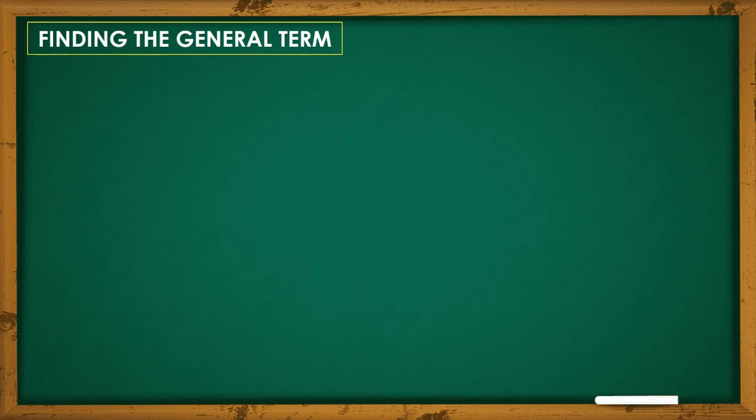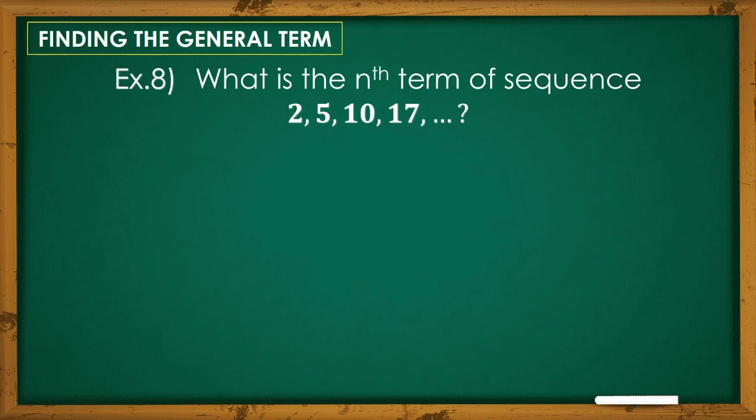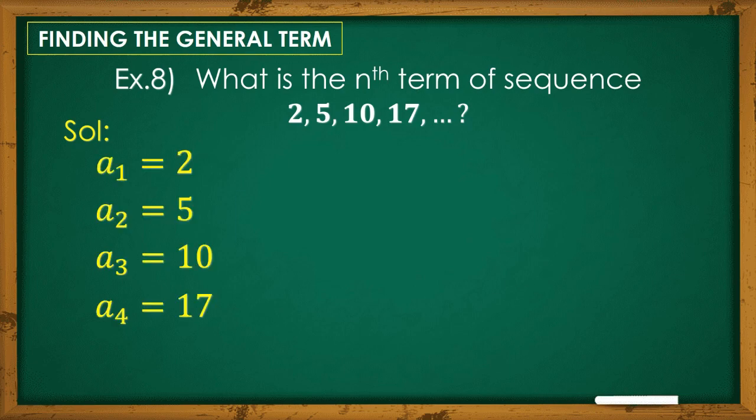For our last example in finding the general term, example number 8, what is the nth term of sequence 2, 5, 10, 17, and so on and so forth? Pag sinabi nating finding the nth term, parehas yan sa finding the general term or finding the equation of the sequence. Let's look at the solution. Again, we have 4 first terms in our sequence. So we have a sub 1 hanggang a sub 4. Let's look at the pattern for us to get a sub n once again.